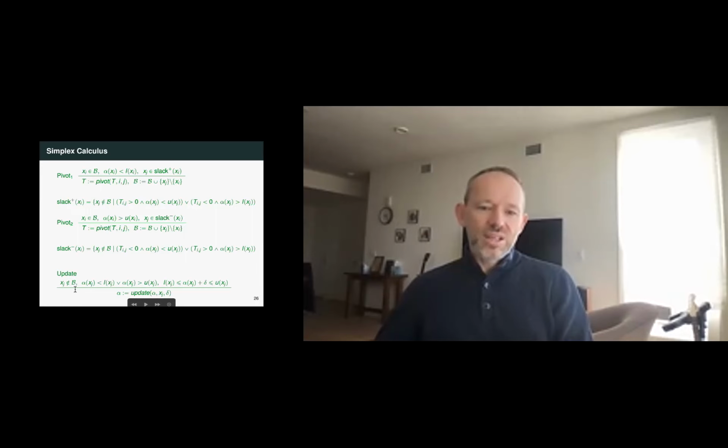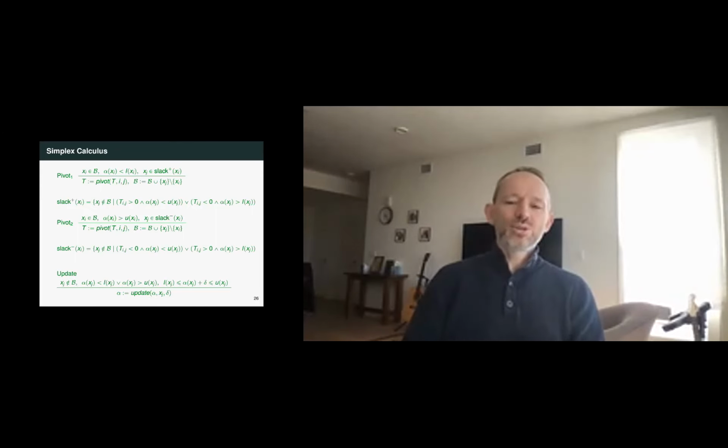And the update rule says if I have a non-basic variable that's out of bounds, then I can move it, and there's some slack in it, so it's less than its lower bound or above its upper bound, then I can move it towards either its lower or its upper bound. Okay, so that's great. Good. So this is an abstract representation of the way the simplex algorithm actually works.